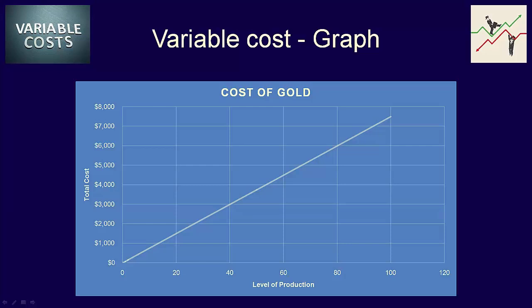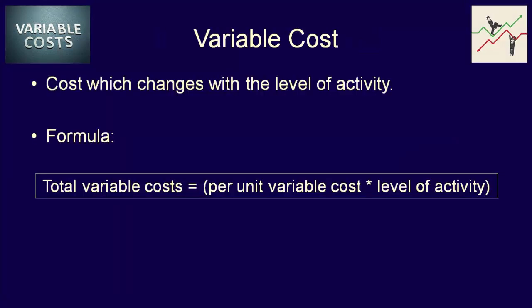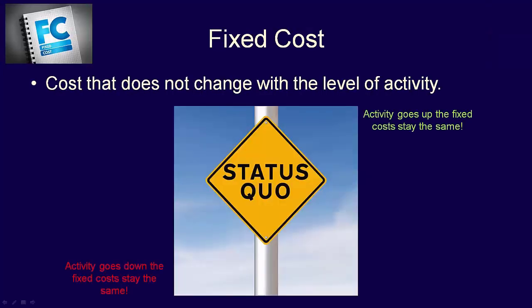We also know from this graph that the formula to calculate total variable costs is as follows. Total variable cost is equal to variable cost per unit multiplied by the level of activity. A fixed cost is a cost that does not change with the level of activity. Total fixed costs stay the same if the level of activity goes up or down.